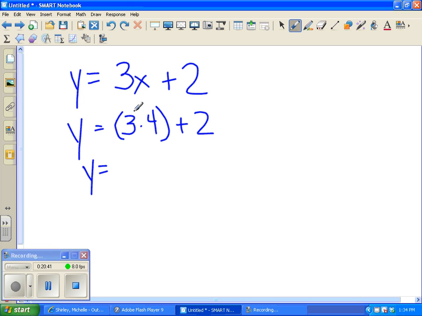So y equals 3 times 4 is 12 plus 2. Look, y equals 14. And if they were to ask you, how do you know this is true? You can say, if I plug in the value of 4 for x, it does work out when I calculate it to equal 14.